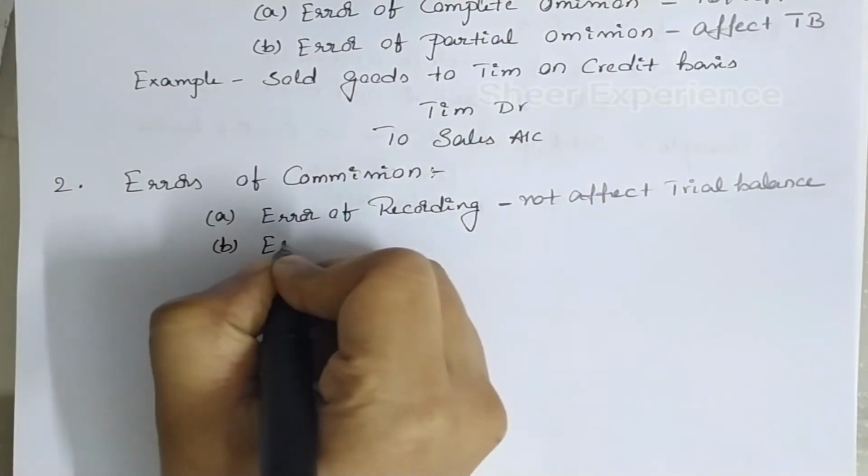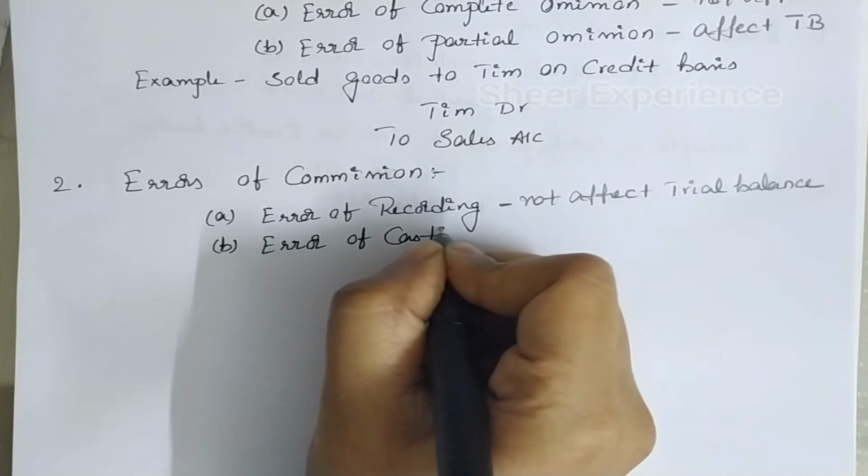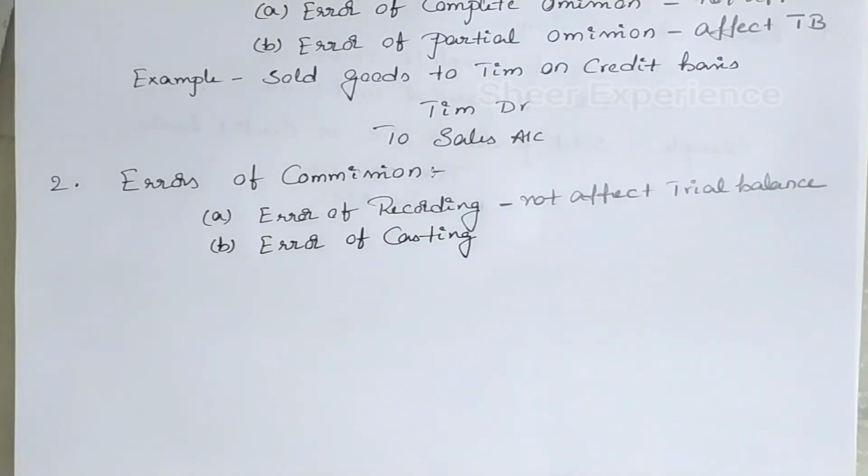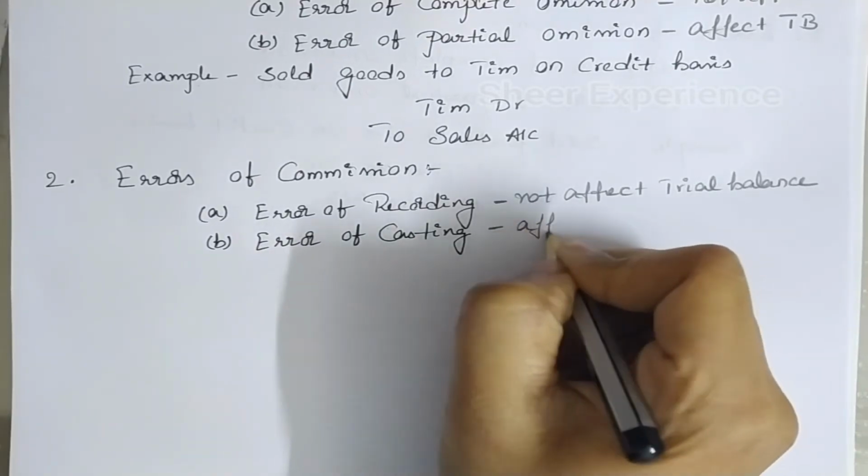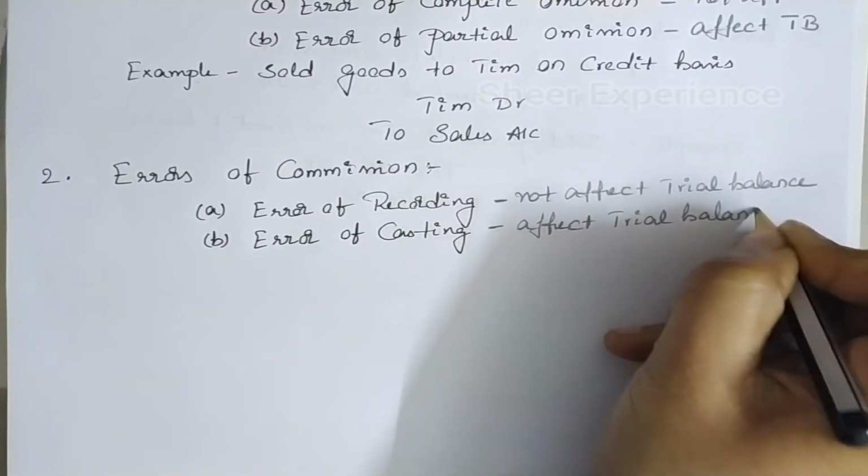Second type of error under errors of commission is error of casting. Casting means totaling. While adding the amounts of any account, by mistake we have added it incorrectly and the same amount is posted to ledger. So this type of error is called error of casting. For example, sales book is totaled as 20,000 instead of 2 lakh and the same amount is posted in ledger. So this type of error is called error of casting. And this type of error will affect trial balance.